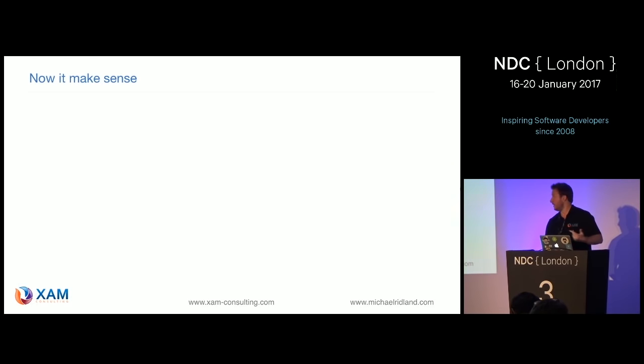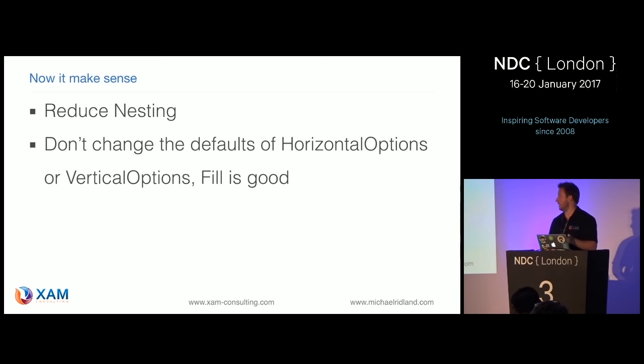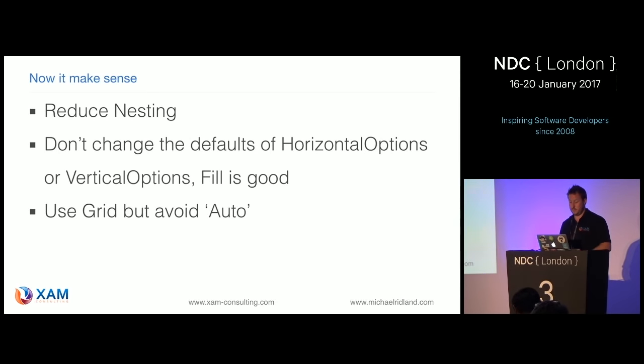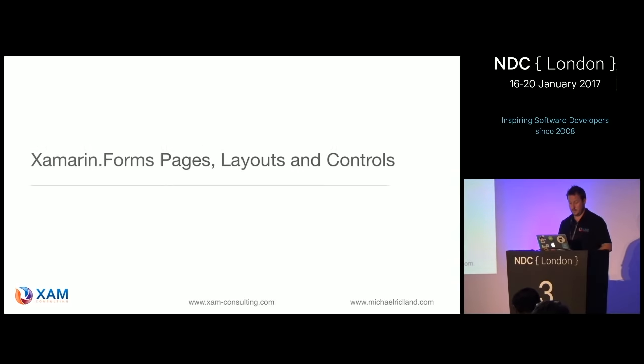So now those performance things that we get told about Xamarin.Forms kind of make sense. So reduce nesting, obviously you saw how much stuff goes on when there's a layout cycle. Don't change the defaults of the horizontal options or vertical options because fill is good. Use grid but avoid the auto. And don't use a stack layout, because you can see with a stack layout when anything in a child changes, it's going to do a full layout on basically the whole page.